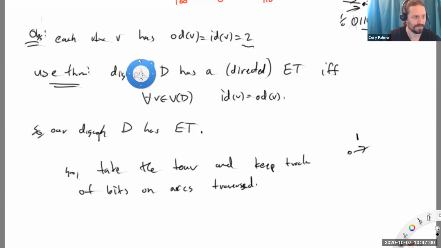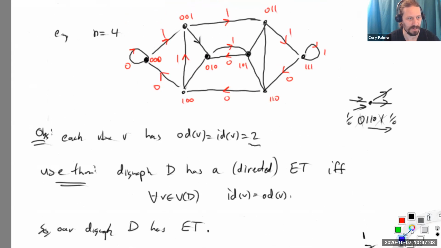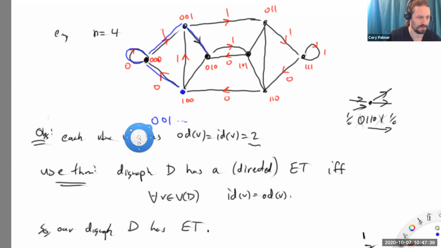Okay, so just as an example here, if I started here and said, okay, I'm gonna go here. I mean, I don't know what my Euler tour looks like.